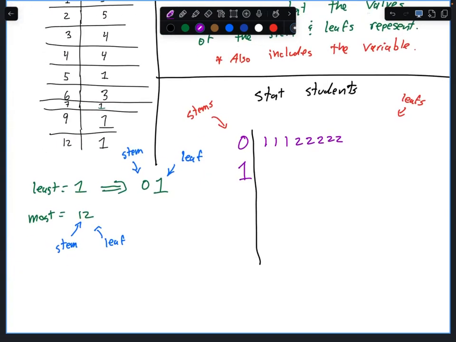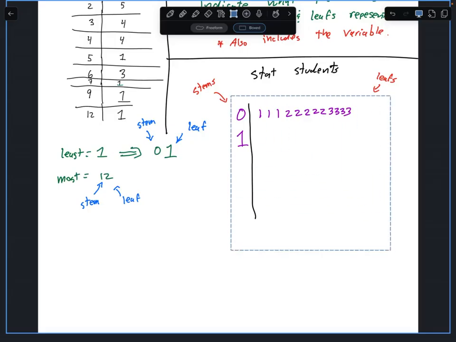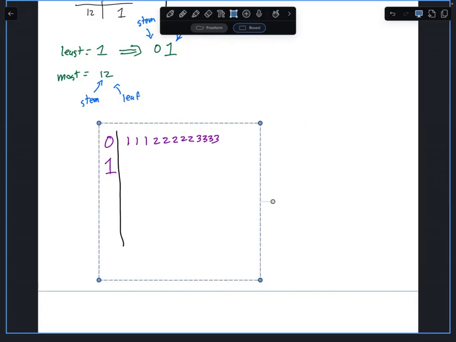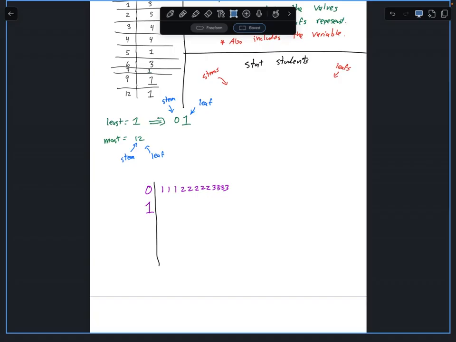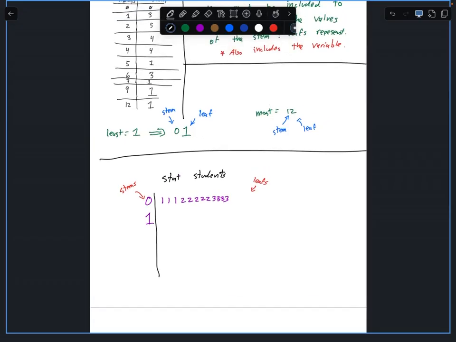How many students had 3 siblings? 1, 2, 3, 4. And again, this is going to be a terrible type of graph. I'm actually going to just bring it down here a little bit, giving myself more space. There we go.